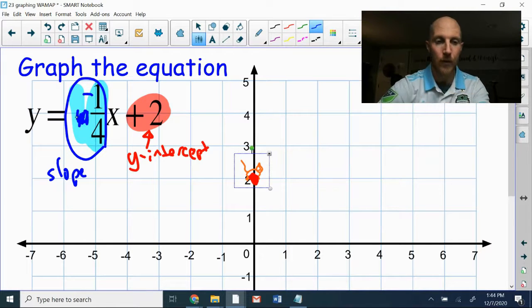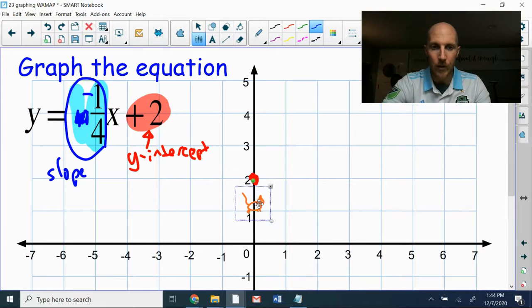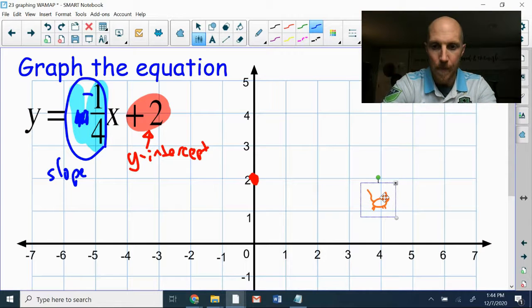So I'm going to scribble out the first minus and we'll put it on the top. So that's going to be part of the rise. It's going to have a rise of -1, a run of 4. So MathCat is going to go down 1 space, that's our rise, and then right 4. 1, 2, 3, 4. And that's going to be our next point.